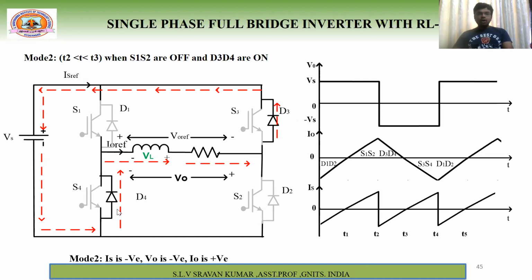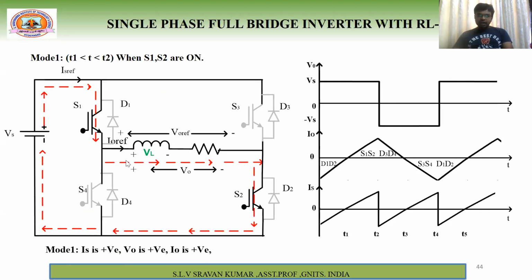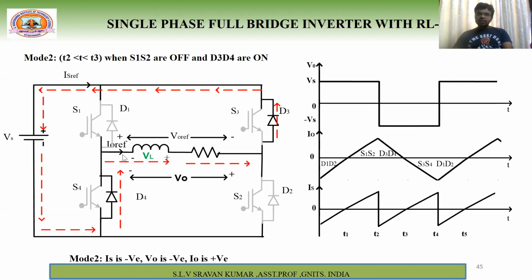What is the reason? If you give the triggering pulses to S3 and S4, the current should flow in this arrow mark direction, exactly opposite to this red line. But the inductor does not allow sudden changes in current. Because of that, the inductor polarity immediately reverses. Earlier this was plus and minus; now it is minus and plus. Because of the inductor polarity reversal, the current will flow like this.